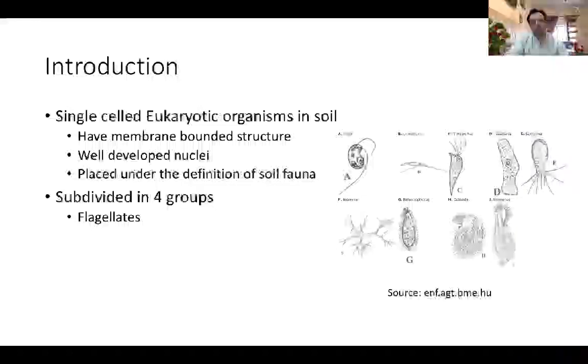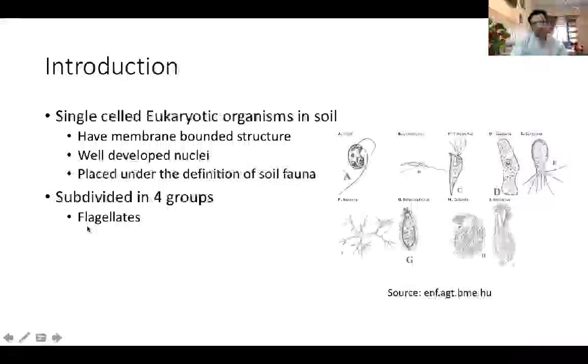When we talk about the soil fauna, two major organisms come under this definition. One is the soil protozoa, and the other group is soil nematodes. So our next lecture will be about soil nematodes. This group of protozoa may be divided into 4 types of organisms based on the way they locomote.